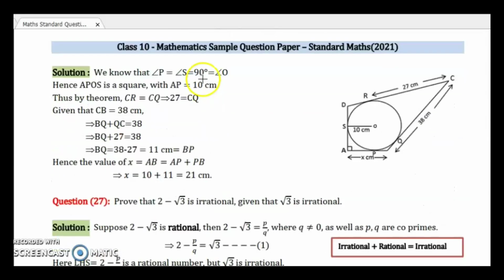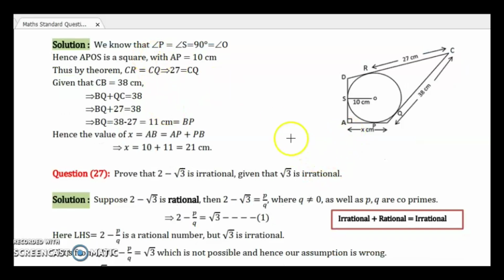Now see here, I am writing whatever is given in the problem. That angle is 90 degrees here. Therefore, the angle at P is 90 degrees, and the angle at S is naturally 90 degrees. Therefore, APOS forms a square, so AP is 10 centimeters. Why do we need the value of AP? Because we want to estimate AB here. To find the estimate, we need two quantities.